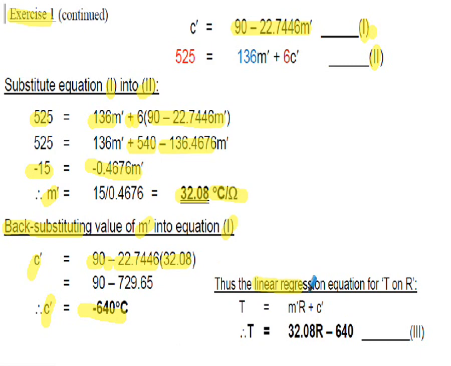Thus our linear regression equation for t on r, t is equal to m dash r plus c dash, can be written as t is equal to 32.08 r take away 640. And I've called that equation 3 in the Roman numerals.